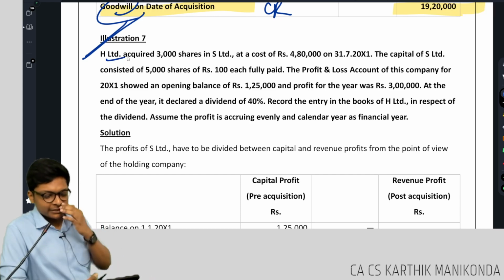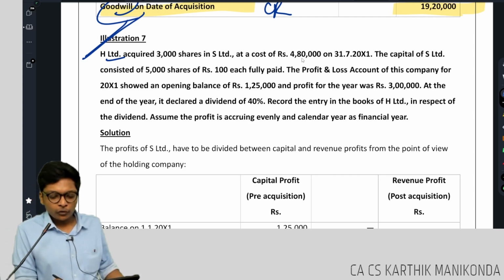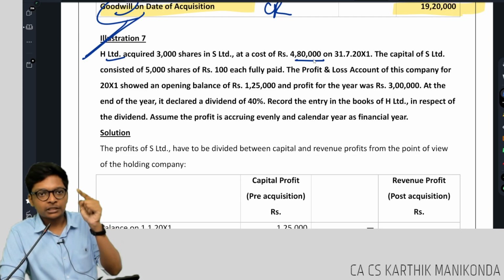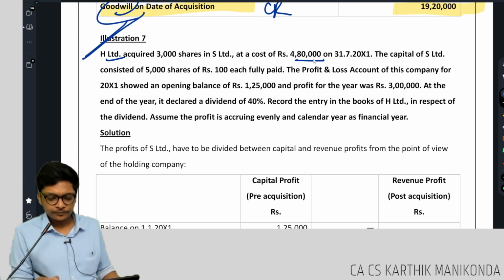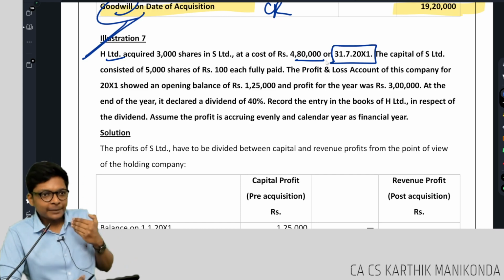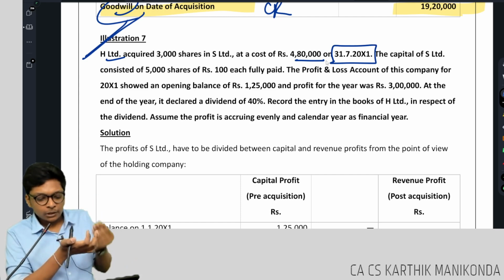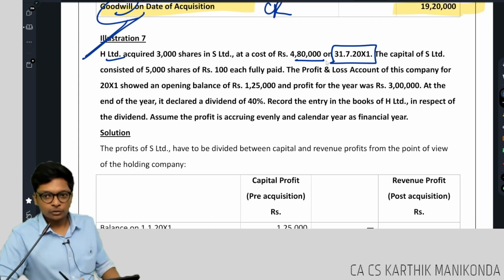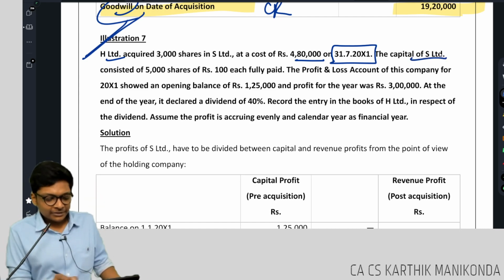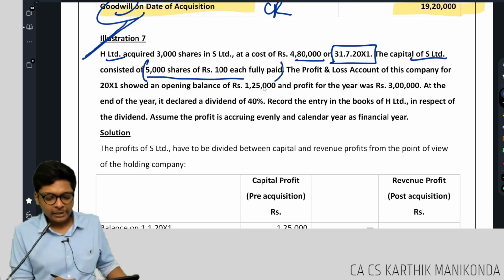H Limited acquired 3000 shares in S at a cost of 4 lakh 80. My cost of investment is 4 lakh 80. On which day? 31st July. Be careful. Unlike previous sums, this is happening somewhere in the middle of the year, at the end of the month. The capital of S Limited consists of 5000 shares of 100 each, fully paid up.